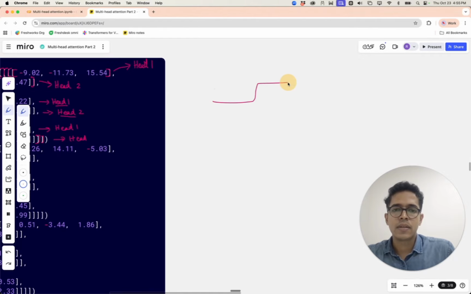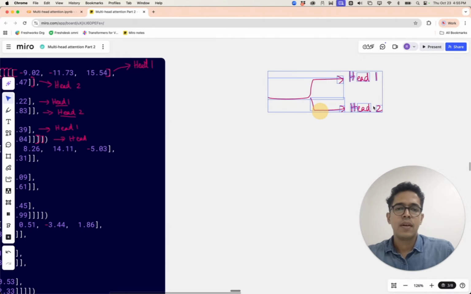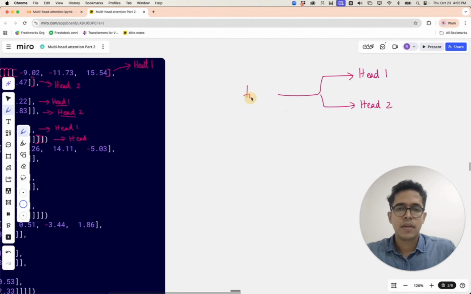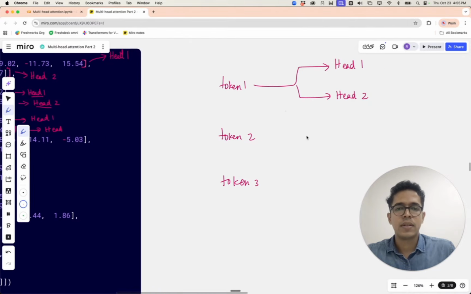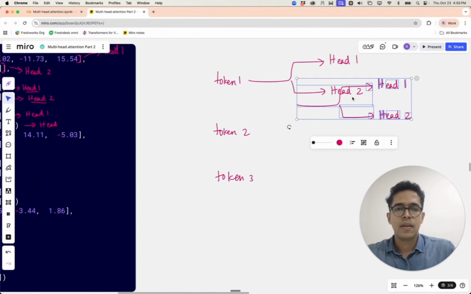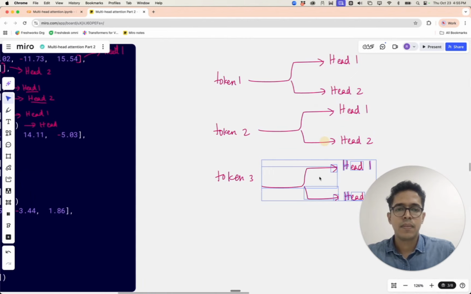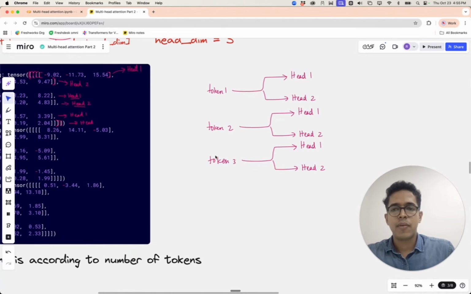it will look like this. Head 1, head 2, and then this is token 1. Then you have token 2 and token 3. This is what we have.